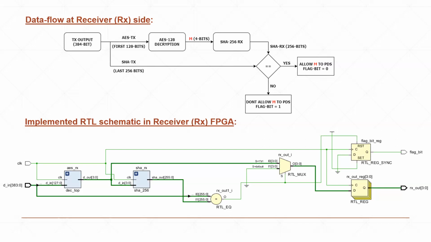The first 128 bits of this input is used to produce a 4-bit decrypted text. This decrypted text is then used to process an intermediate 256-bit hash digest. If both the hashes are equal, then the flag bit will be set to 0, otherwise it will be set to 1, which indicates the attack.